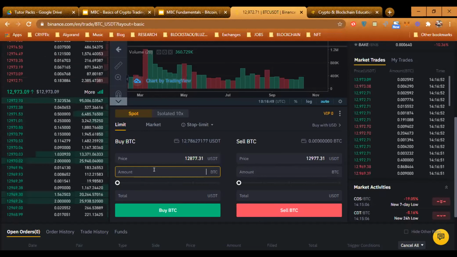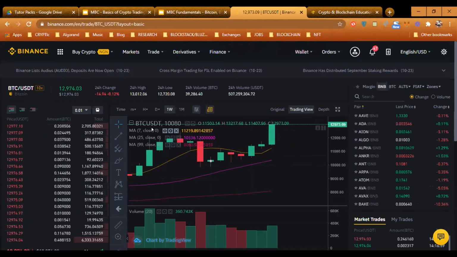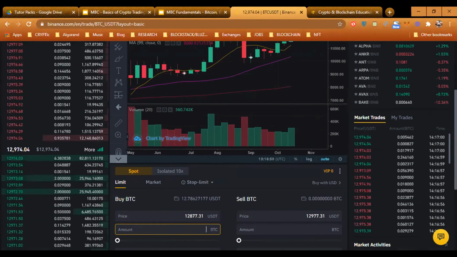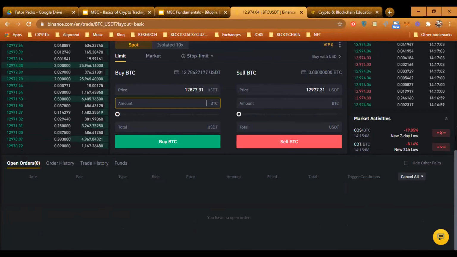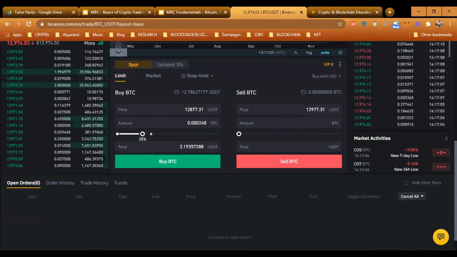Now, how much BTC? If I had this USDT BTC pair, so at the moment, I don't have USDT. Okay, I have some USDT actually. I can decide to use 50% of my USDT, or 75% of it, or 100% of it. You get? And then I click on buy BTC.